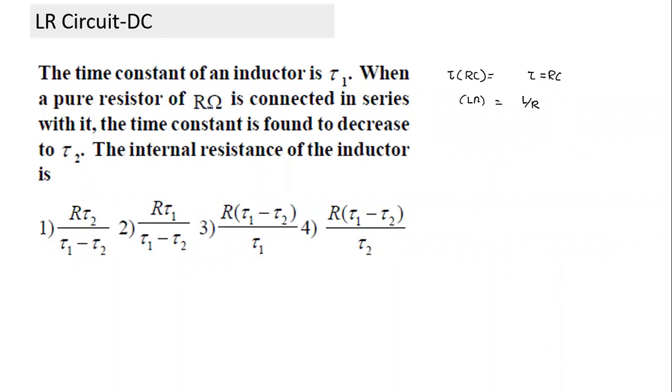When a pure resistance of R ohm is connected in series, whenever we add a resistance in series, R will increase, so the time constant will decrease. That's what it said. The time constant is found to decrease to tau 2. They have used a term called internal resistance of inductor. Let's understand a little bit what this term means.